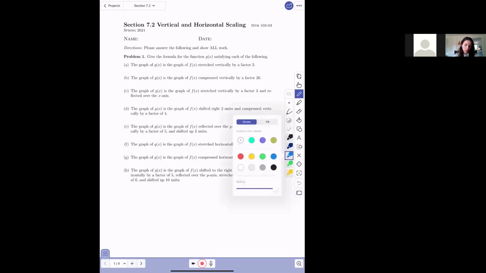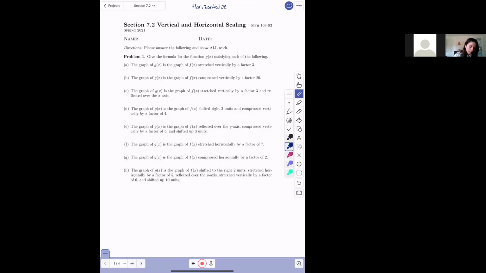Something to know is, last time with shifting and scaling, we worked a lot with inputs versus outputs. The same thing applies with vertical and horizontal scaling. With horizontal scaling, you're going to multiply the input by whatever factor. Well, actually, you're going to multiply the input by the reciprocal of the factor.